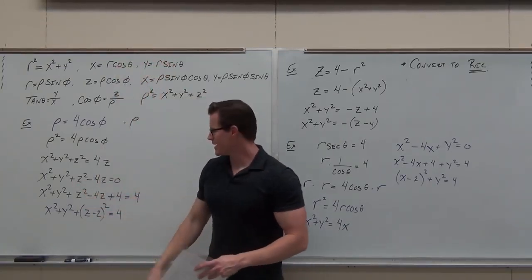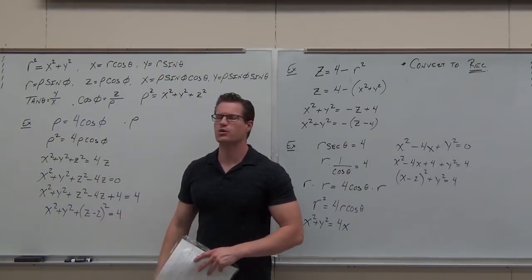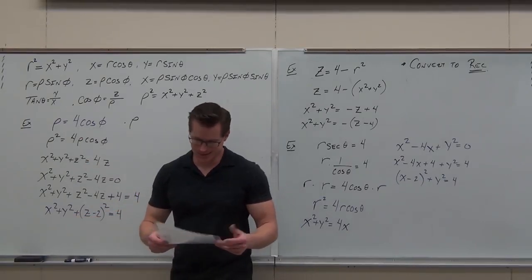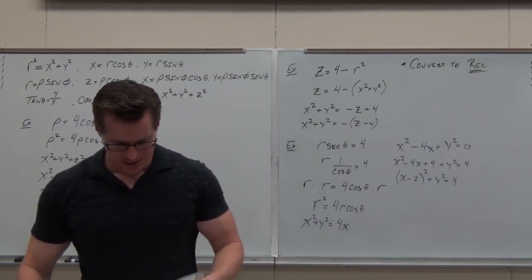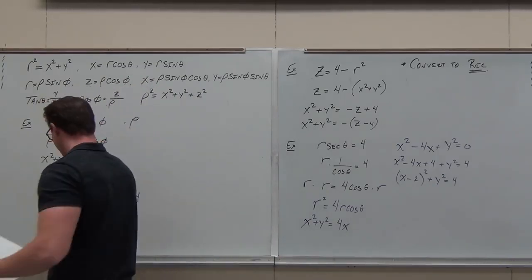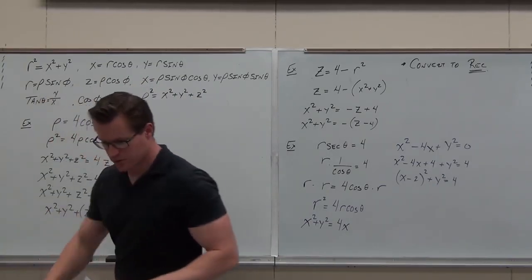Which one's easier to identify? That one. It's not easier to work with though. This one's easier to work with, but you can visualize that one better. So it's a trade-off. Oh, we've got like 3 more of these. 3 minutes. We can do it.